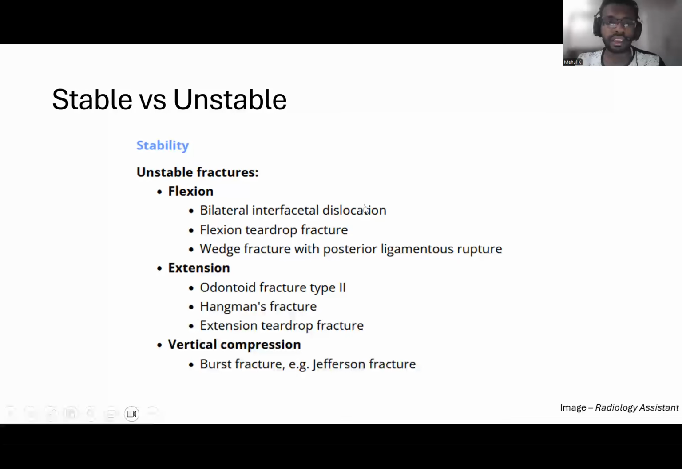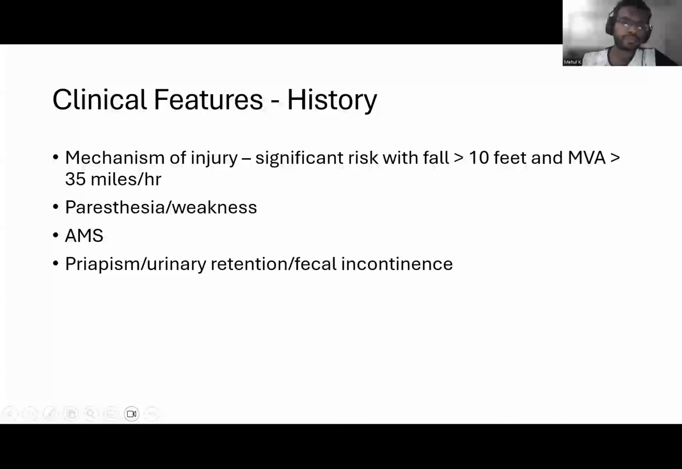Fractures that tend to be unstable always are bilateral facet dislocation, flexion teardrop fracture, and wedge fractures if they have posterior ligamentous rupture also. Odontoid fractures, hangman fractures, extension teardrop fractures are other types of unstable fractures, and vertical compression can lead to Jefferson fractures, which can also be unstable.